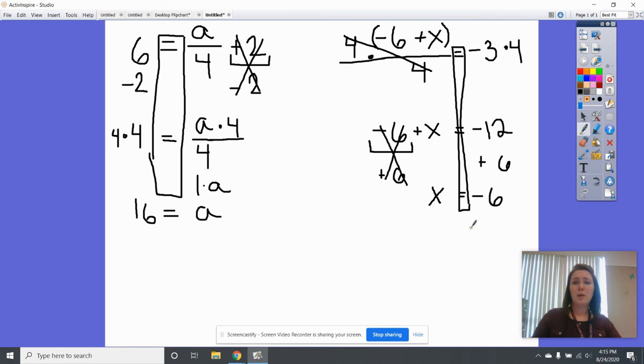And we actually can go and we can check our work. Our original problem was negative 6 plus x divided by 4 equals negative 3. Well, let's just go and check. If x is negative 6, then we have negative 6 plus negative 6, which is negative 12. Then we have negative 12 divided by 4. Yes, that is negative 3, so we know that's correct.